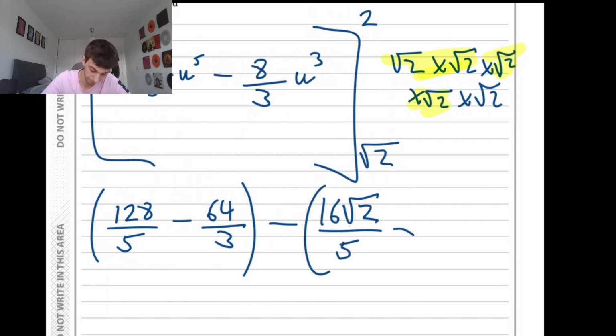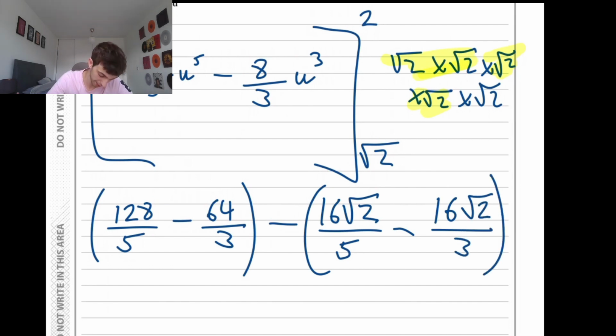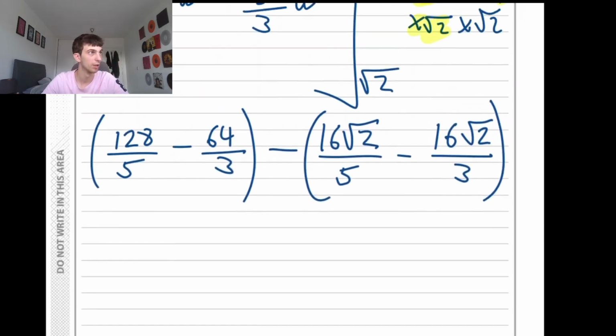That's going to be take away 8 over 3 times u cubed. So same idea, we have root 2 times root 2 will be 2, multiplied by another root 2, so we have 2 root 2. 2 root 2 times 8 over 3, that's going to be 16 root 2 over 3. It's not a very pleasant negative sign. Let's make it look a little bit more normal. Okay, so now we're going to use the calc, short for calculator.